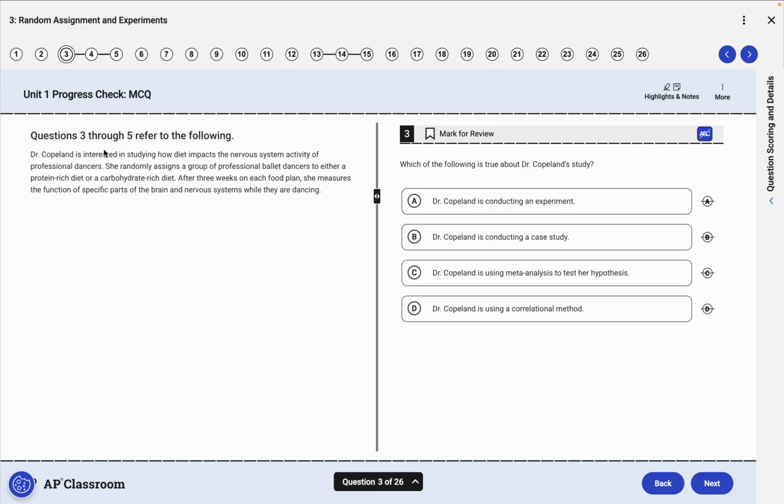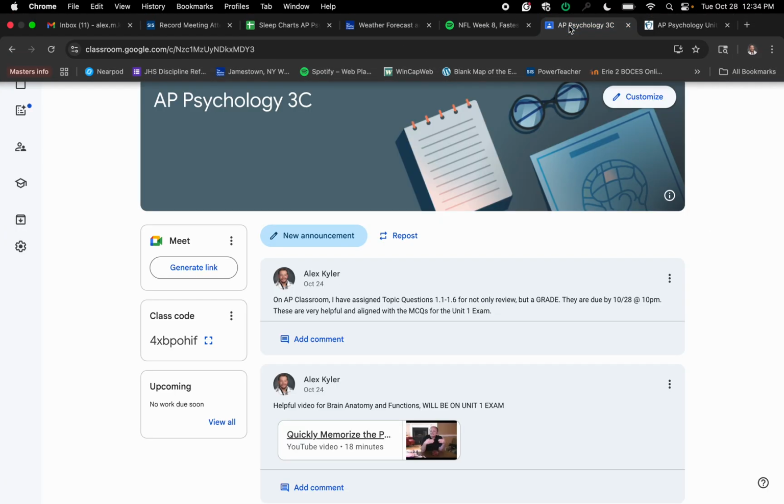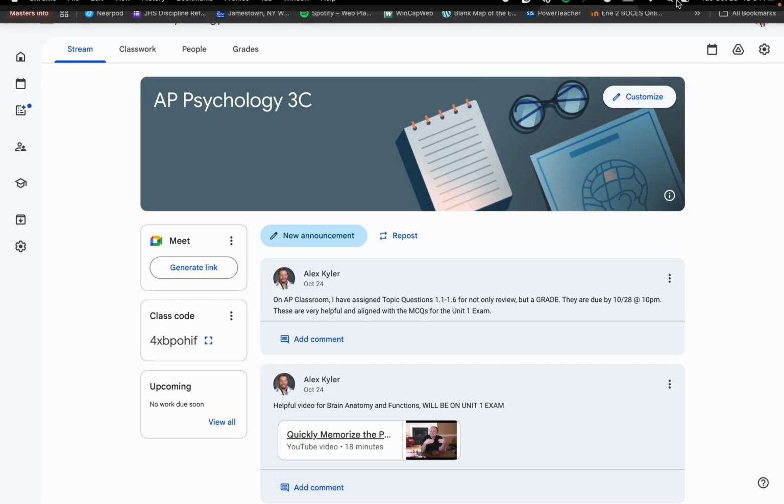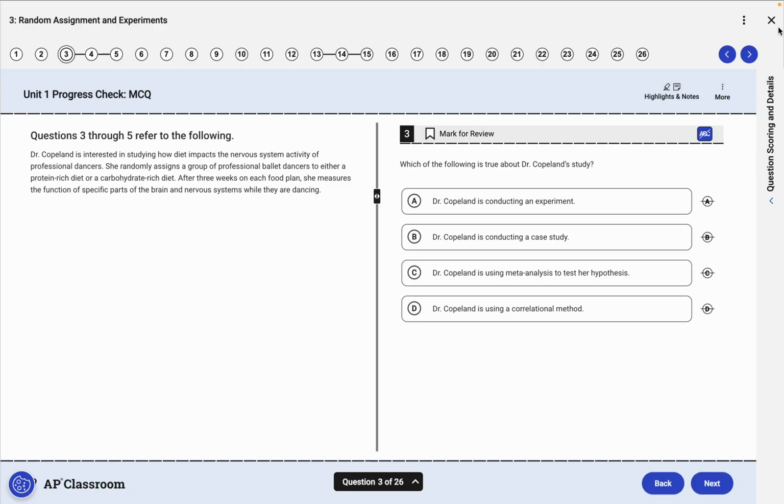This question, or this information, is going to be trickled into here. See, correlational method, meta-analysis, case study, experiment. You want to know those. For the FRQ, I have to X out of here.